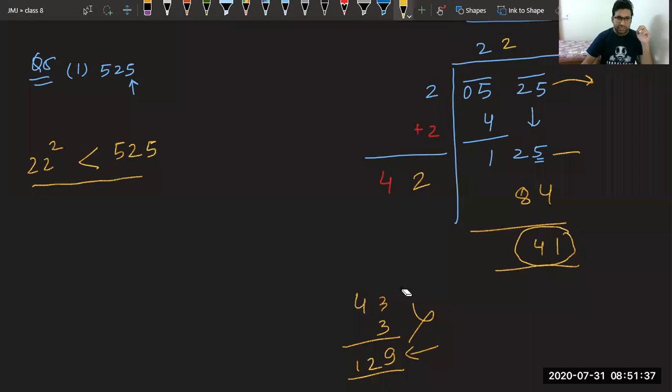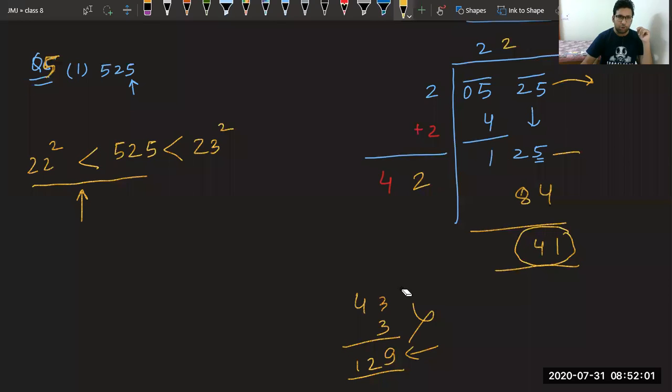Do you all agree with this thing that I have written? Yes, class. Do you agree with my point? Can we say 525 is more than 22 square? That means it is less than 23 square.